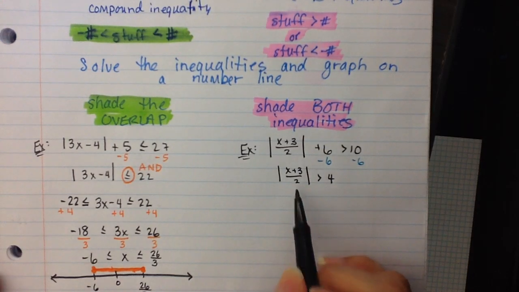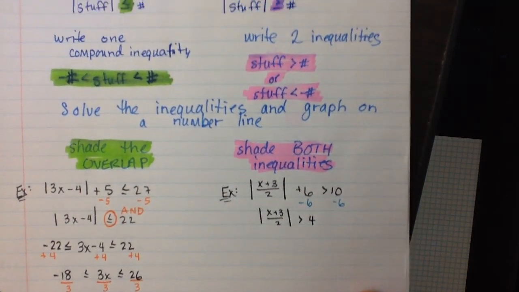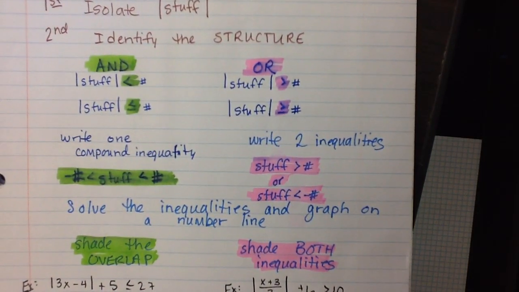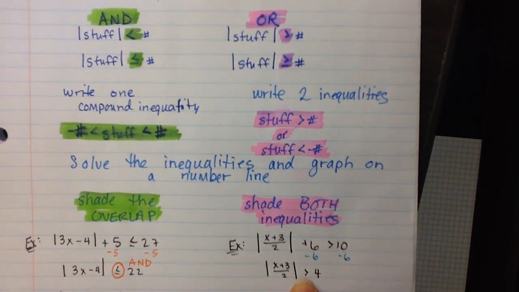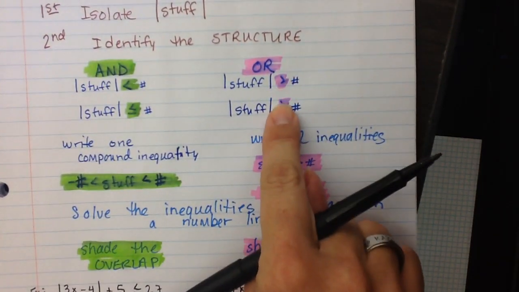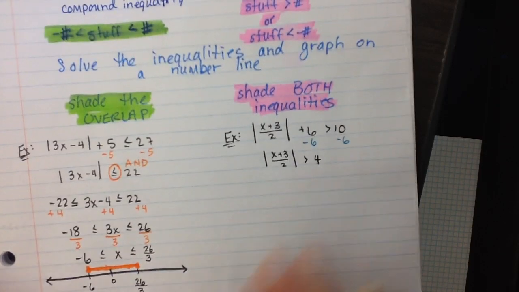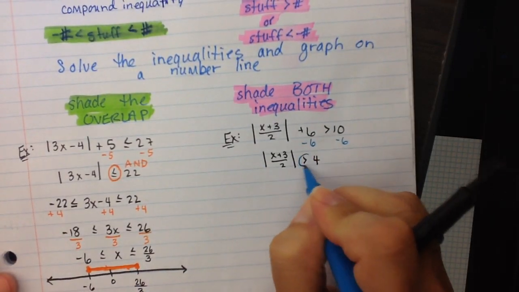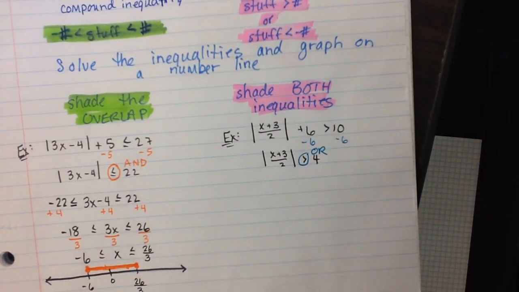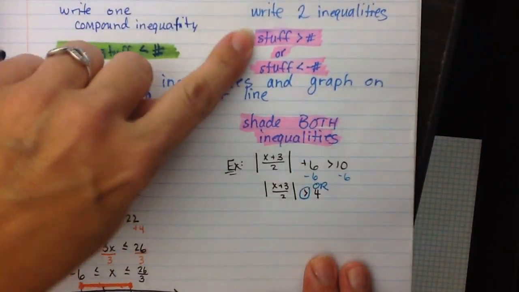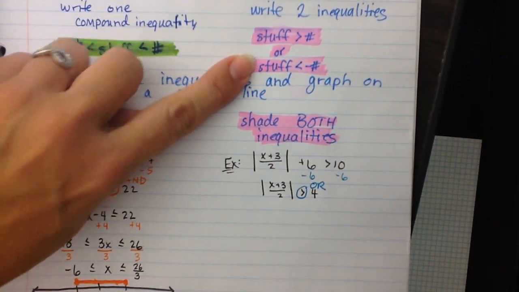Once I have that absolute value isolated, then I identify the structure. The symbol is greater than, which matches with the OR structure. So I'm just going to identify that as an OR. And then with an OR, what I'm going to do is write 2 individual inequalities.